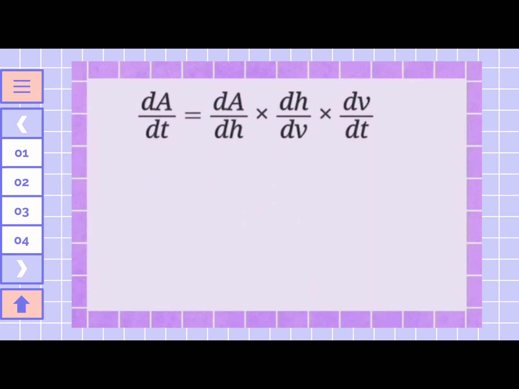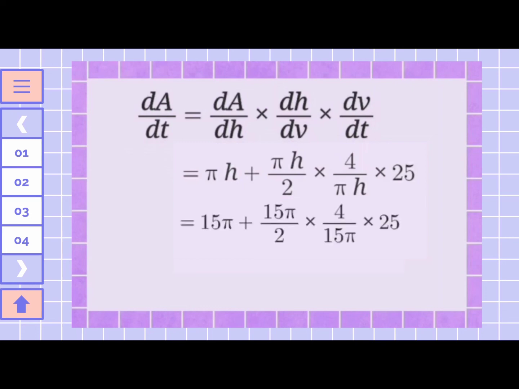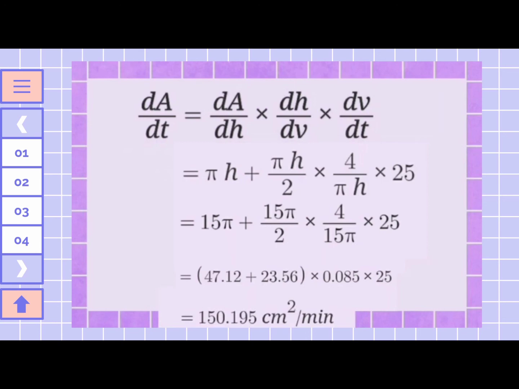The last step, solve the required question. Use the formula of dA over dt equal to dA over dh times dh over dV times dV over dt. For dA over dh, it is pi h plus pi h over 2, times dh over dV, 4 over pi h, times dV over dt, 25. Solve the equation by substituting h for 15 and you will get the answer is 150.195 cm³ per minute.